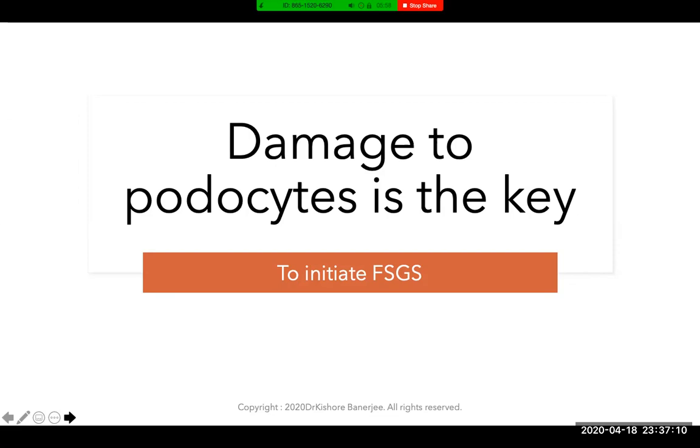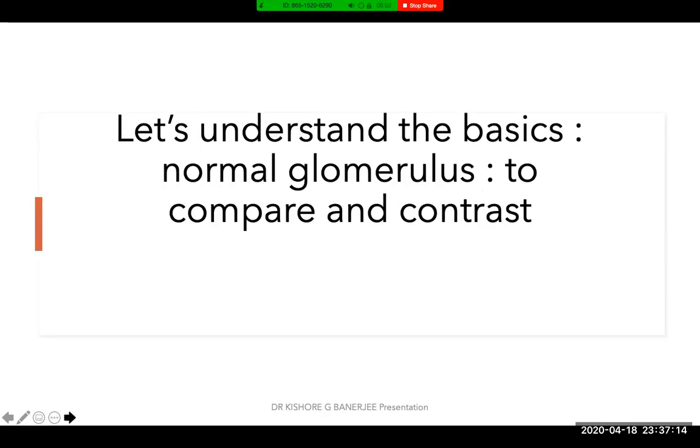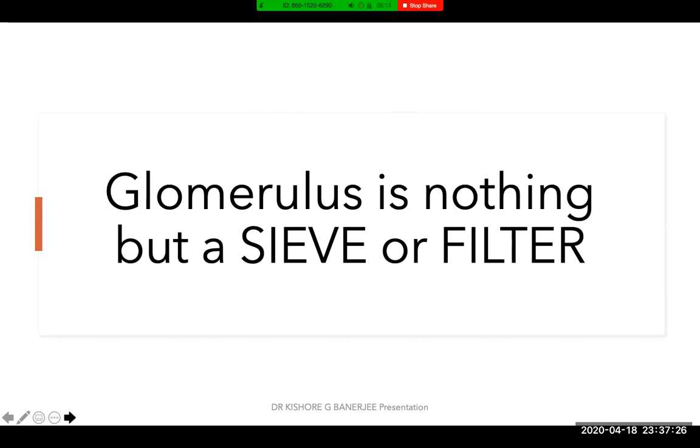It's basically a podocytopathy, just like minimal change disease. Now, let's understand the basics of the normal glomerulus, to compare and contrast what is happening in focal segmental glomerulosclerosis. So we know that the glomerulus is nothing but a filter. It's the basic filtering unit of the kidney.